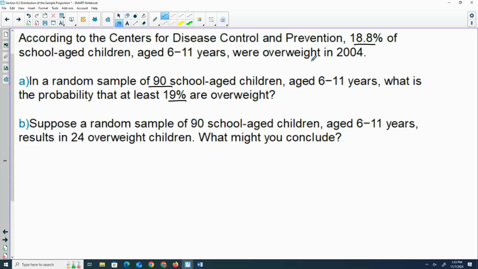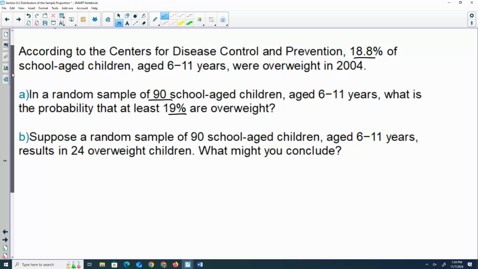So what we need to make sure we can pick out is the N and the P. The P is from the population. You can think P is percent, a proportion or a percent. What's the percent that's dealing with the entire population? Okay, so this is my P. And then N is the number we're looking at, so that is my 90.